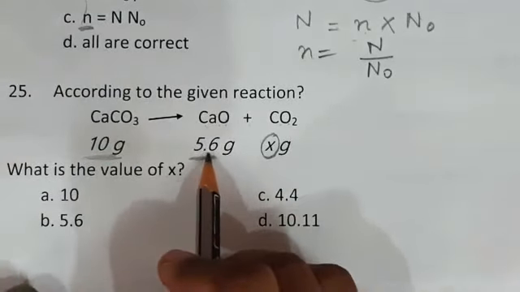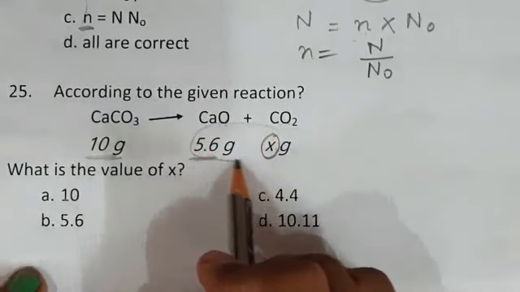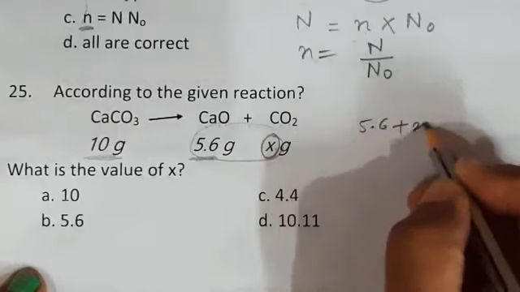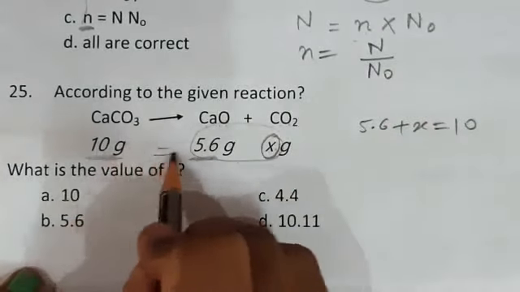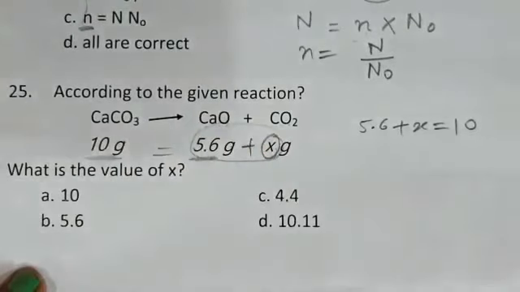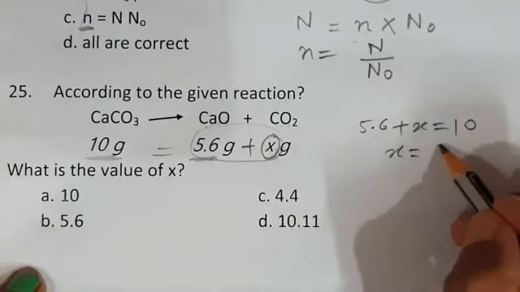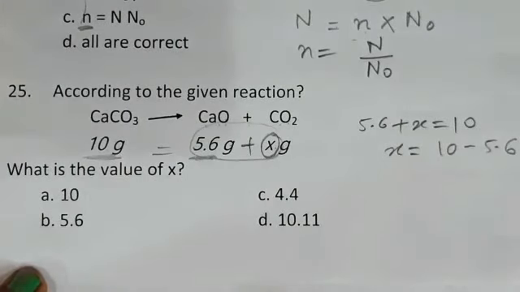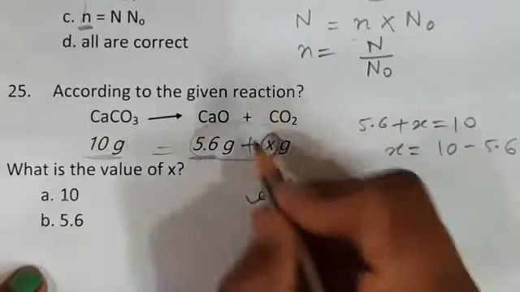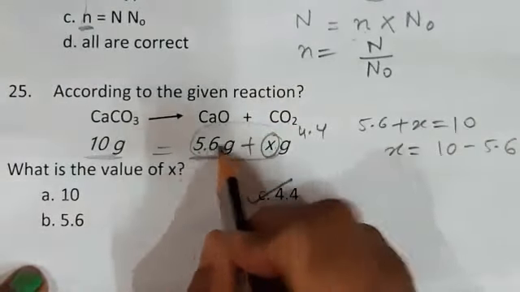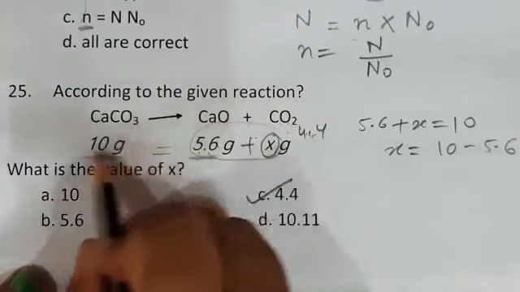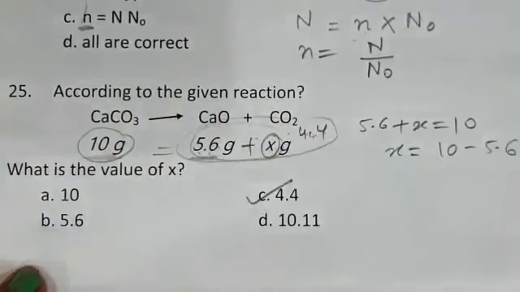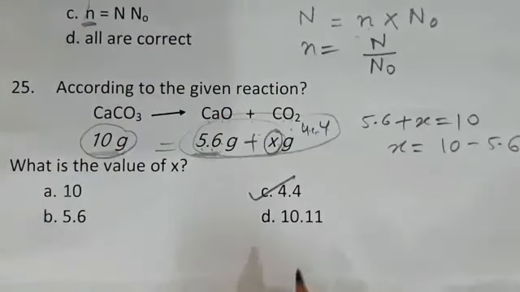The total mass of the reactant is equal to total mass of the product. So in the reactant side, what is the total mass? It is 10. Now in the product side, what is the total mass? 5.6 plus x. So this should also be equal to 10. Okay. These two values, they should be equal. So calculate the value of x. It will be 10 minus 5.6. So it will be 4.4 grams. Clear?